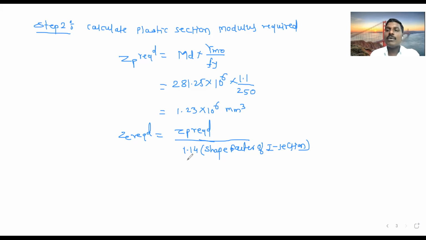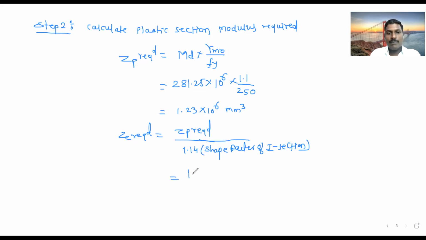So here we have divided by 1.14. Are you getting this? Why 1.14? Because this is the shape factor for I section. If you are using another section, you cannot use this 1.14. You have to use the particular shape factor of that particular section. So keep this in mind.